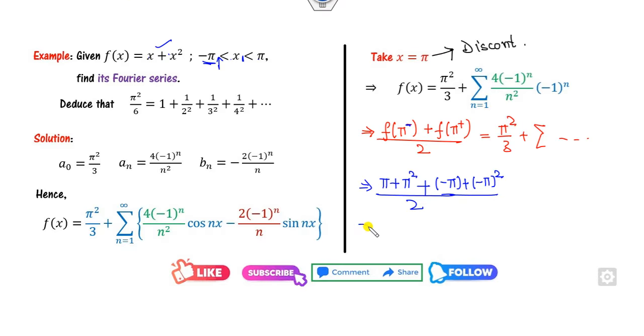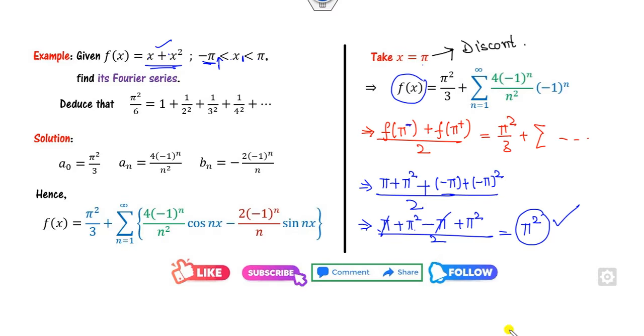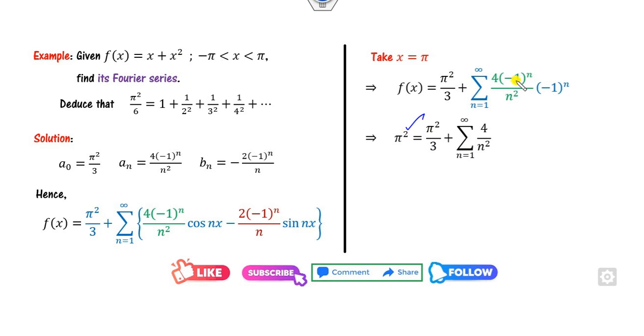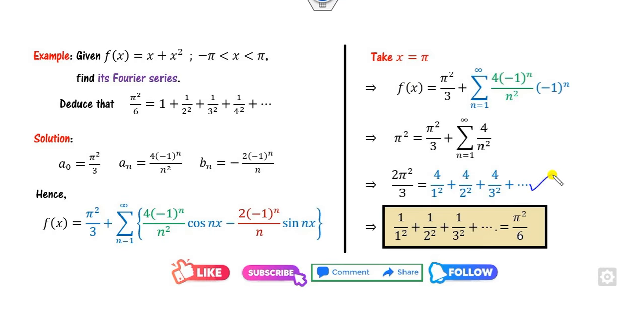If you calculate this value, it will be pi plus pi square minus pi plus pi square divided by 2. So pi will be cancelled out. It is my pi square. If you substitute pi directly, it will be pi plus pi square. So what is the value of this? It will be pi square. Fine. And this number will be 1. Now you can solve it easily. The only concept in this example is the value at the discontinuity. Pi square by 3. You can open this bracket. So once you open this bracket, it will be my this example.